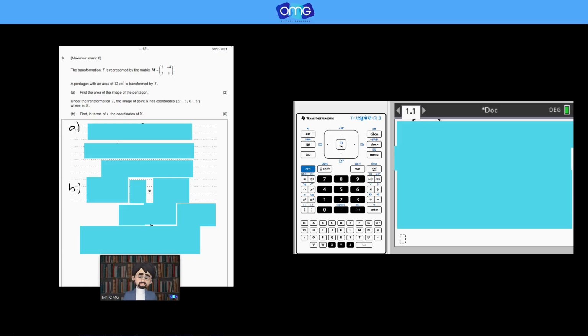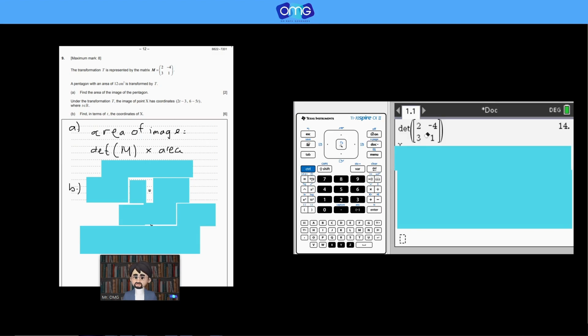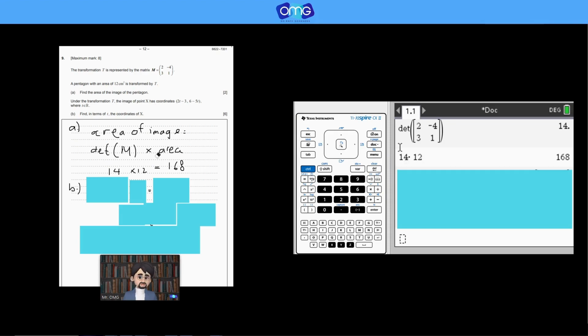Transformation T is represented by the matrix M, which is this: 2, minus 4, 3, 1. A pentagon is transformed by T. Find the area of the image of the pentagon. The area of the image is simply the determinant of M times the area, because it's transformed. The determinant of M is this. Using a calculator, we get 14 times 12, which is 168.